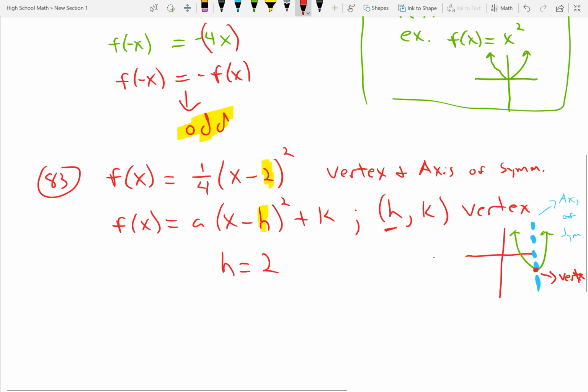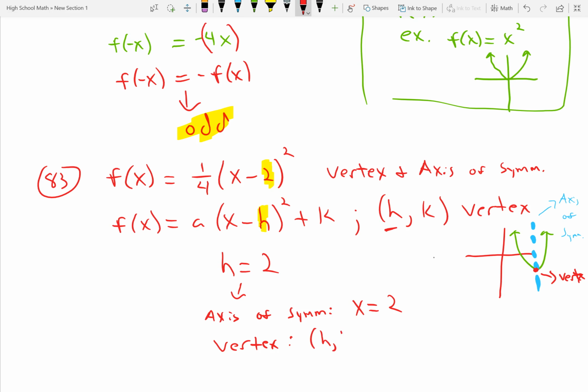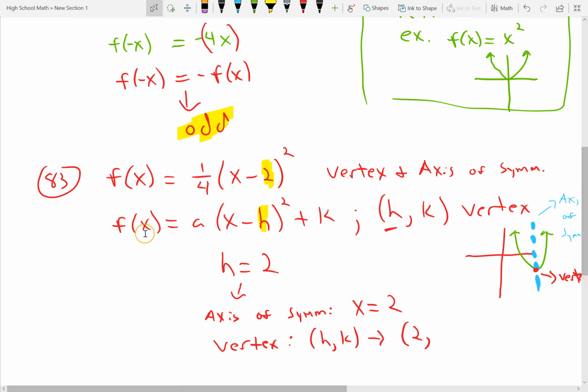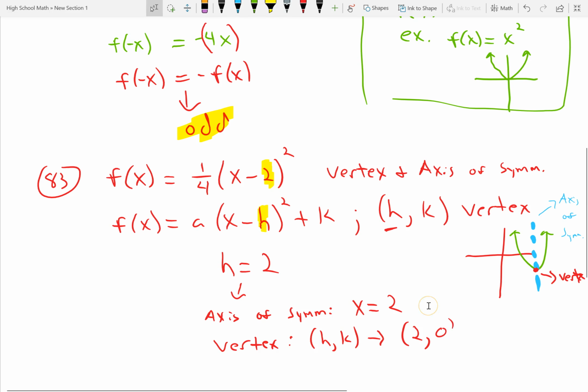Since h is 2, the axis of symmetry, this vertical line, is x equal to 2. The vertex is h comma k, and again that h value is 2. This k value, you can see k is the constant added out here. There's not one. Since there's not one out there, that k value is 0.